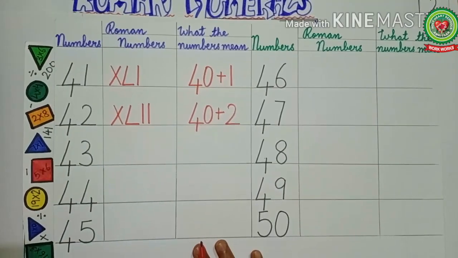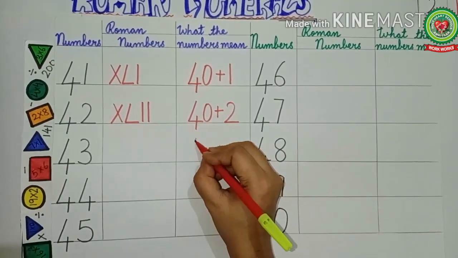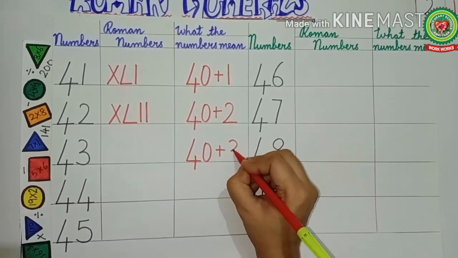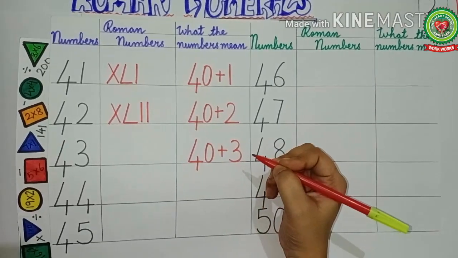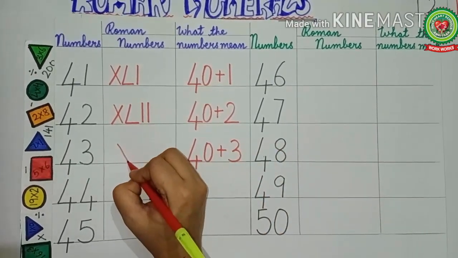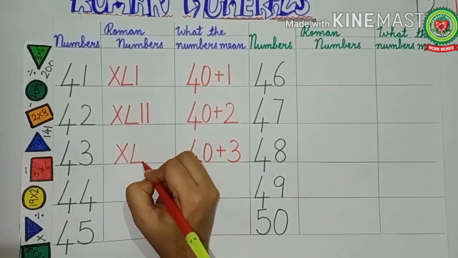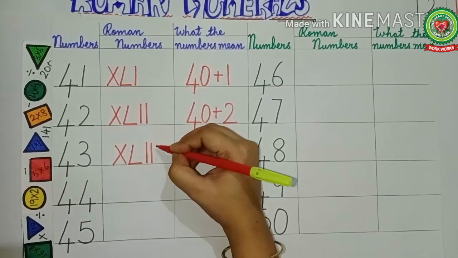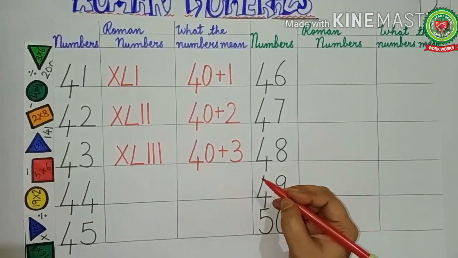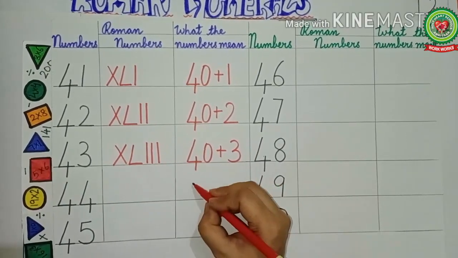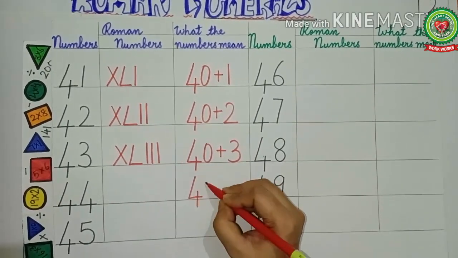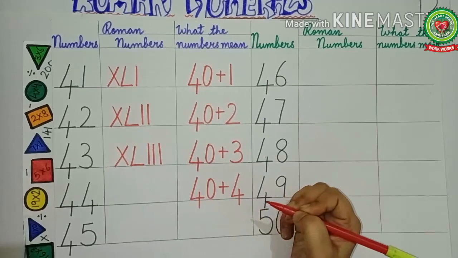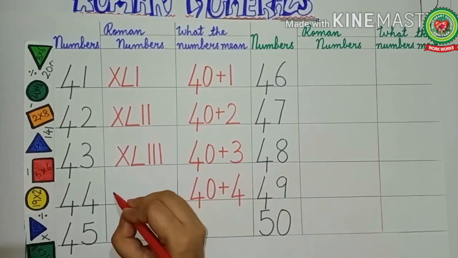Now next is 43. 43 means 40 plus 3. Now again tell me how do we write 40? That is XL. Now how do we write 3? That is III. 43. Now next is 44. Again 44 means 40 plus 4.